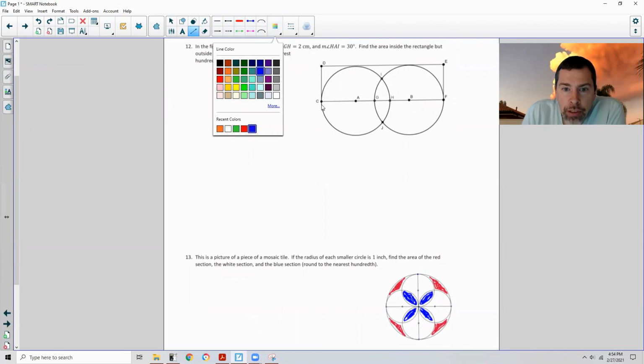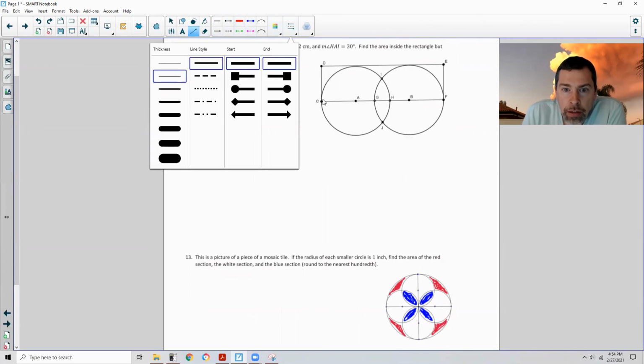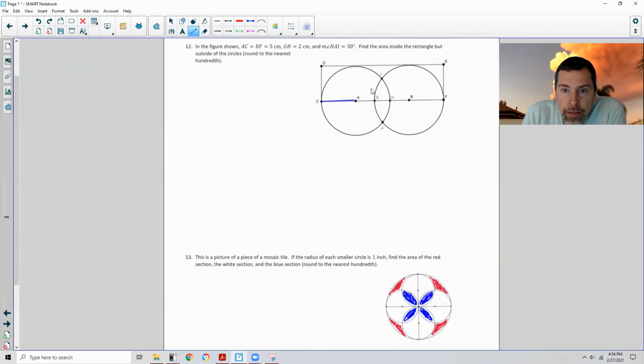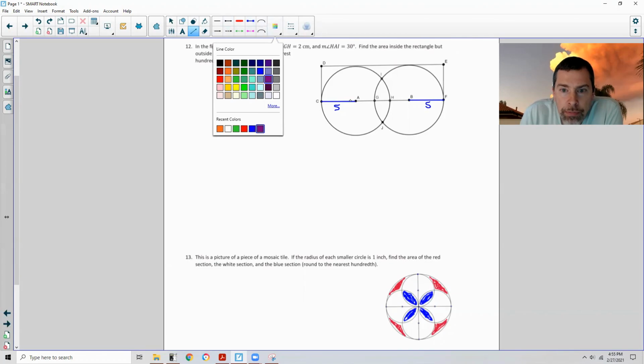I will use blue here, and let's make it thinner. So here is AC, here is B, here is F. Just give me a second to fix that. I dragged a little, there we go. AC is equal to BF, and they are both 5 centimeters. I am not going to put the unit of measurement in there. It's too cluttered. That's 5, that's 5. Okay, GH is 2. So this section here, GH, is 2. Let me do that in purple.